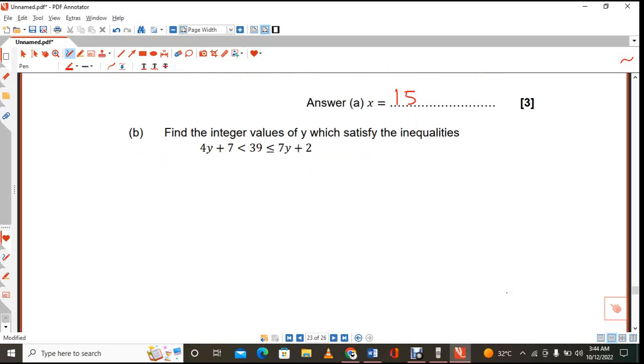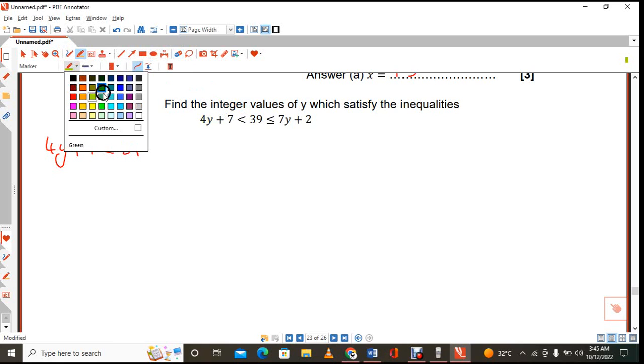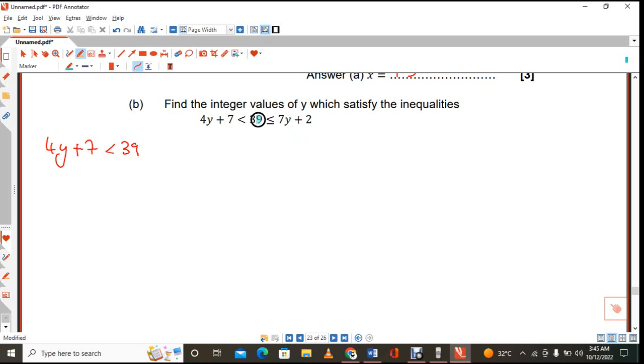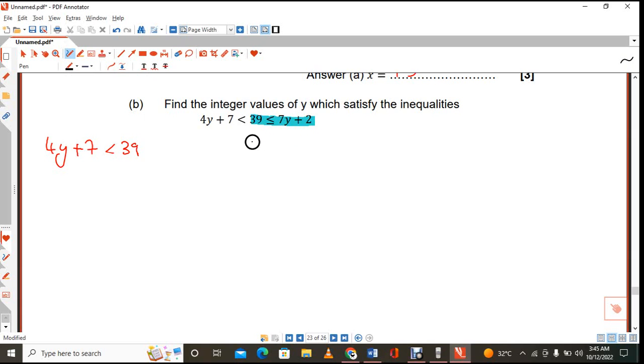Find the integer values of y which satisfy the inequalities. I'm going to bring in my color again. So I'm going to work out this one. That is going to be 4y plus 7 less than 39. And what I'm also going to do is work out this one here, which is going to be 39 less than or equal to 7y plus 2. Now we're going to bring them all together.